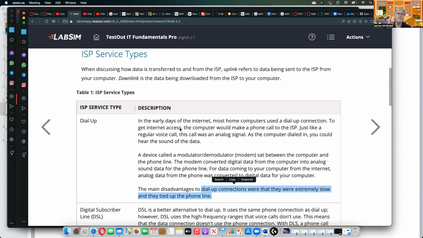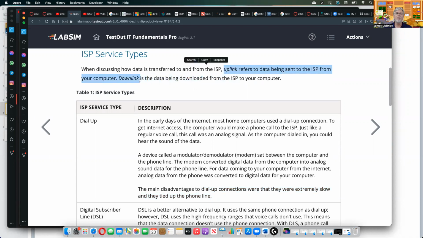Anyway, let's take a look at some internet service provider types. The first thing we want to take a look at here is the term uplink and downlink. In network communications, you've got those two lines of traffic. You've got the data coming in and the data going out. Well, the data going out in this instance is uplink. In other words, I am sending data up. I'm requesting data and I'm sending it up to the server and bringing it down.